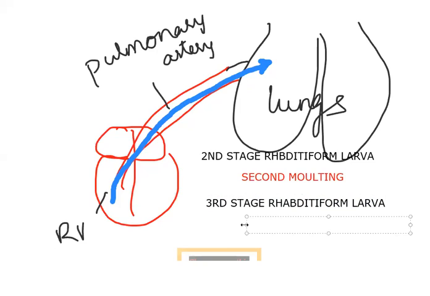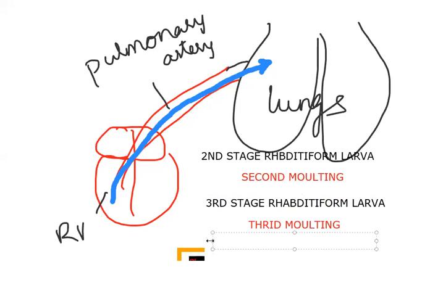There itself, the third stage larva undergoes the third molting, and that results in the formation of the fourth stage rhabditiform larva. So you need to understand that the second molting and third molting are going to happen in the lungs.